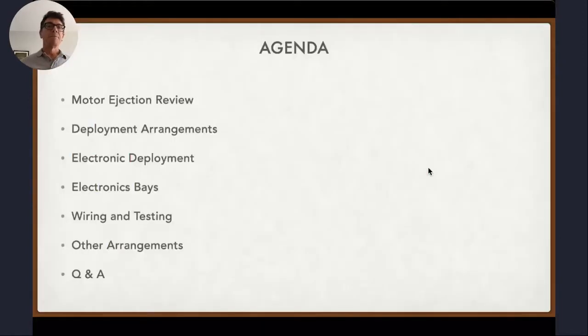Okay, so here's what we're going to go over. I'm going to review the standard motor ejection that you're familiar with because some of these components will be useful later. We'll talk about different ways of doing deployment, getting into electronic deployment, which is a prerequisite for dual deployment, obviously. Talk about electronics phase, wiring and testing, other ways than the standard dual deployment mechanism. We'll use up whatever time is left at the end for Q&A, but again, feel free to ask questions by typing it into the Q&A tab on the right, and I'll pause after each slide and answer any questions that come up.